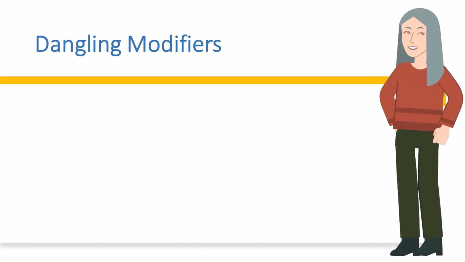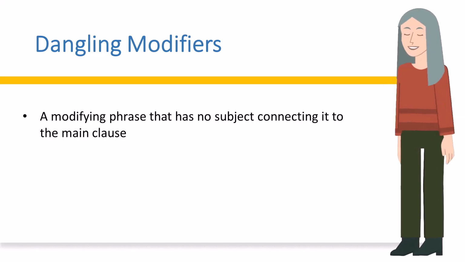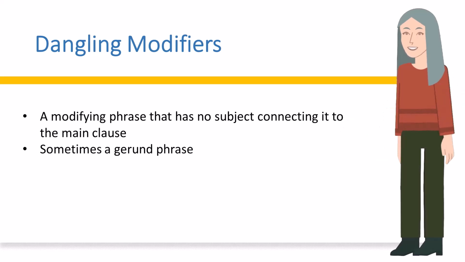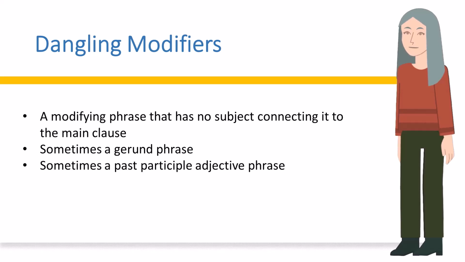Now that we're clear on the difference between a gerund phrase and a past participle phrase, let's check out the dangling modifier situation. A dangling modifier has no obvious subject connecting it to the main idea of the sentence. Think of the word dangling, which means to hang precariously as if it's going to fall because it isn't attached well. That's kind of like what these dangling modifying phrases are doing when they're not properly attached to the sentence. They sometimes appear in the form of a gerund phrase, and sometimes as a past participle adjective phrase.